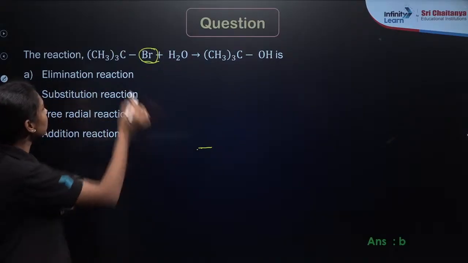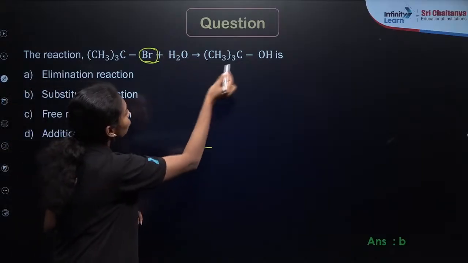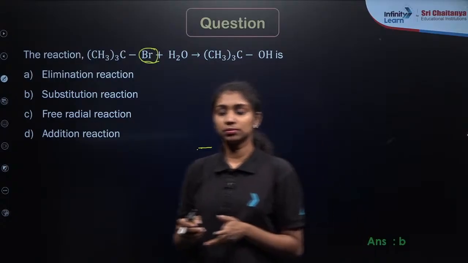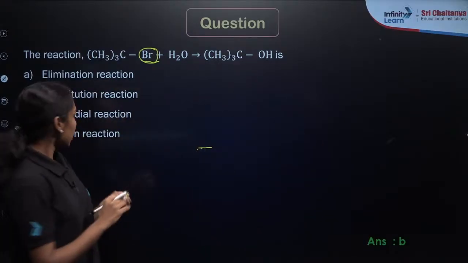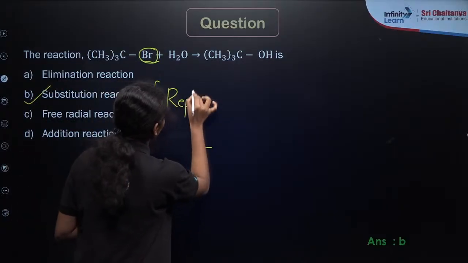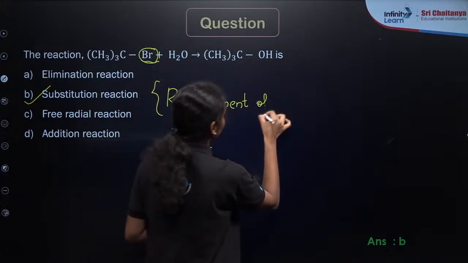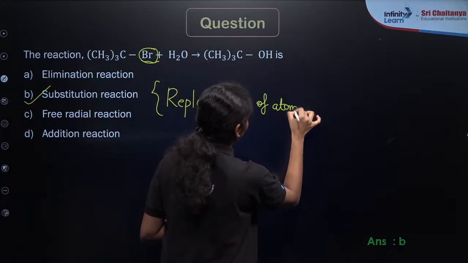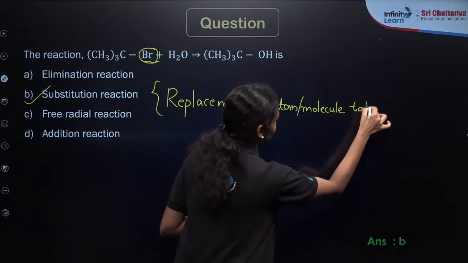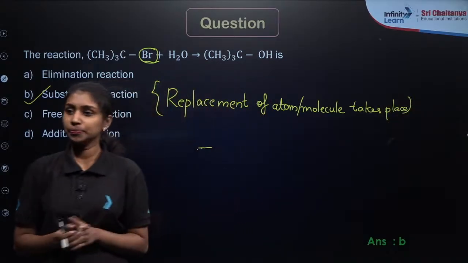So for example, here in this CH3-CBr, Br is replaced by the OH group present in the water to form the corresponding alcohol. Clear? So this is a type of substitution reaction, replacement of an element or atom. Clear?